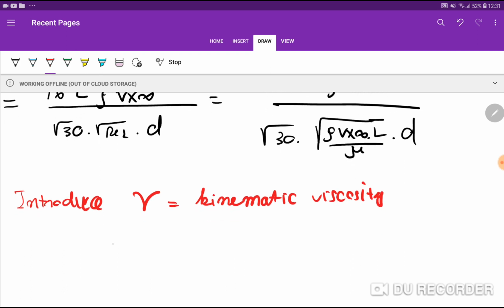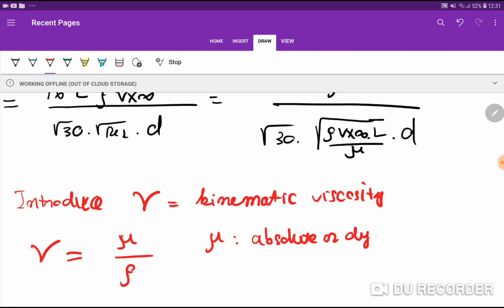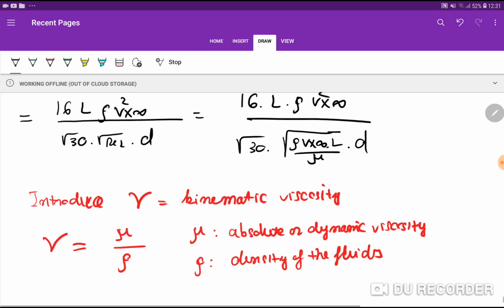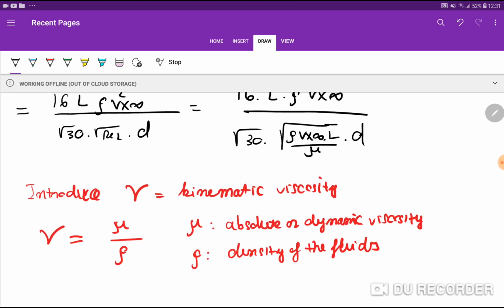So it is defined as what? Veta is equal to mu over rho. Our mu is absolute or dynamic viscosity, and rho in this case is the density of the fluid. Okay, so we're gonna introduce this term to our equation. Veta equals mu over rho, so rho over mu is 1 over veta.